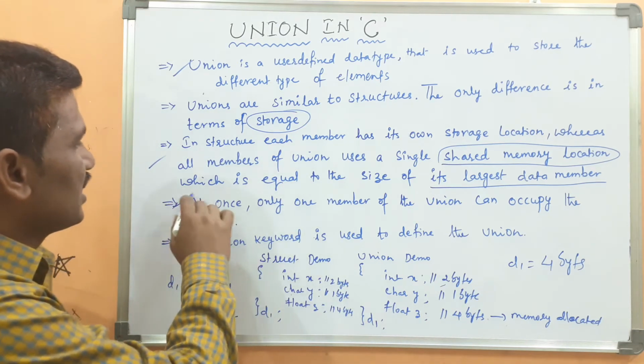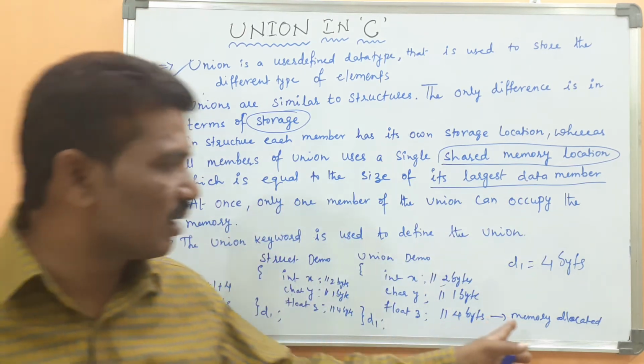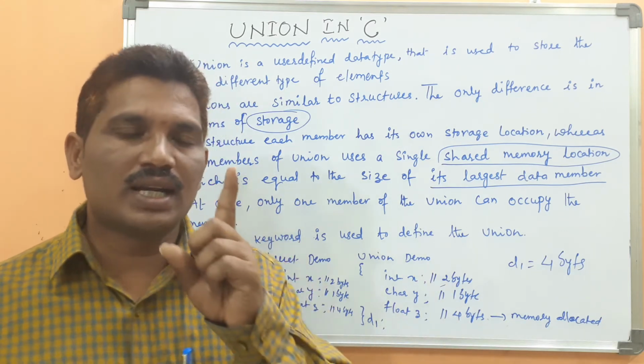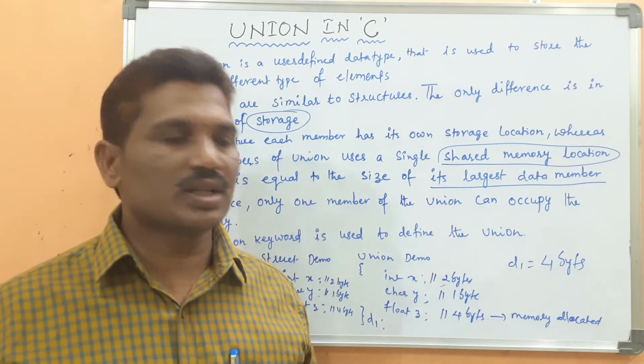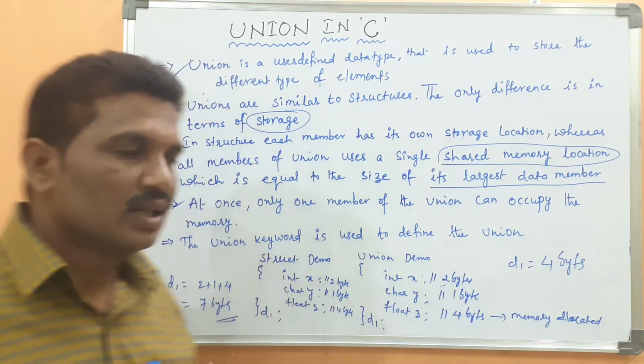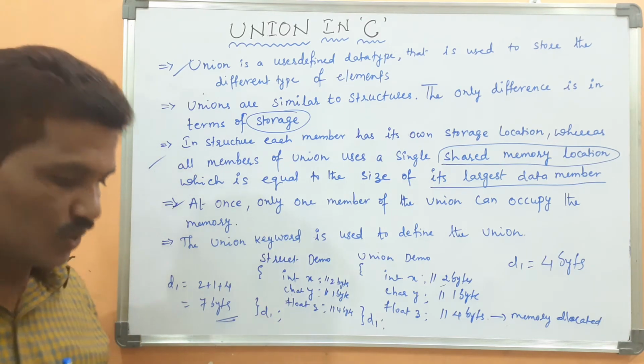That's why the statement is there. At once, only one member of the union can occupy the memory. Whatever the address is shared by all the members of the union, at a time only one member can be stored in the address location. Got my point? Then next I will tell you the example using the union concept.